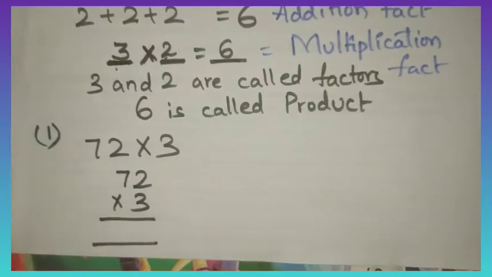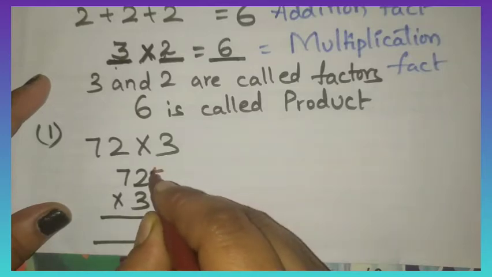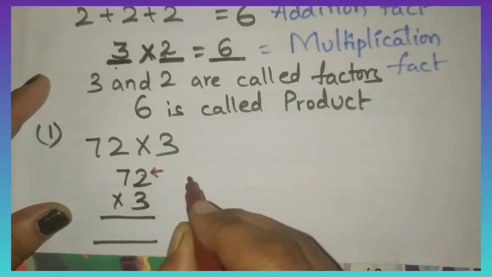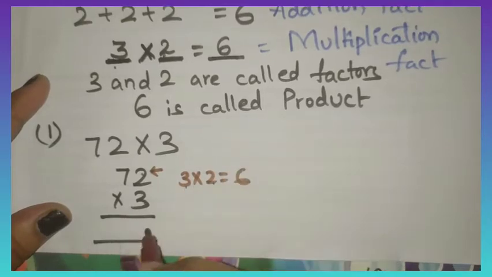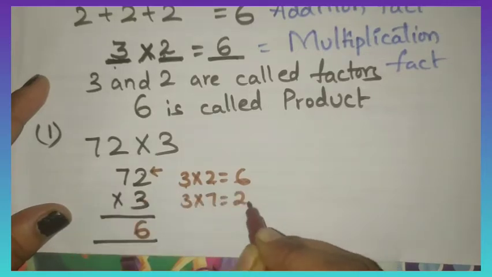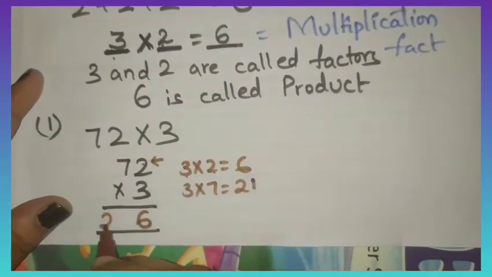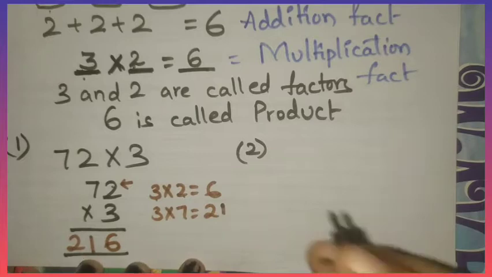Okay, look here, children. While doing addition and subtraction we start from this side, so for multiplication also we'll do from this side. 3 2s are 6, so we'll write here 6. 3 7s are 21, so we'll write here 21. 216 is the answer. Now I will explain one more example.